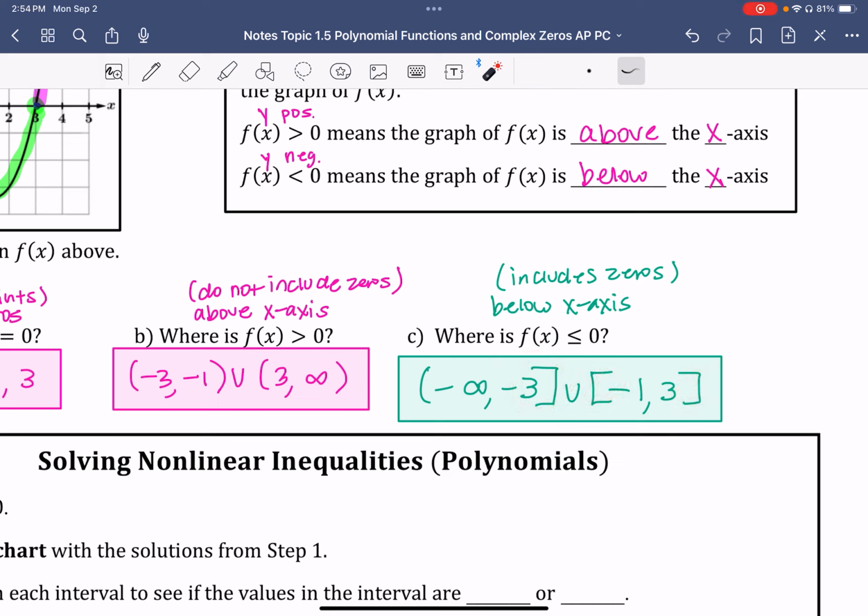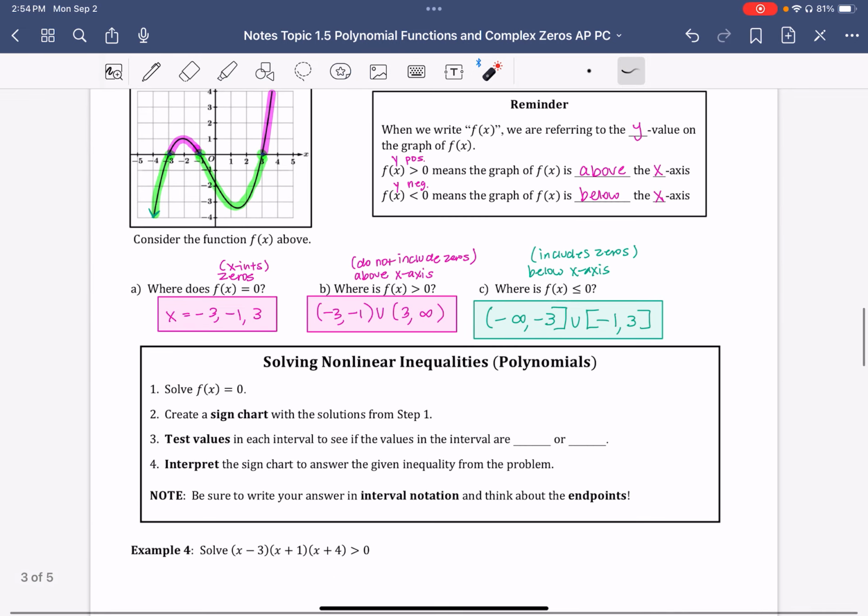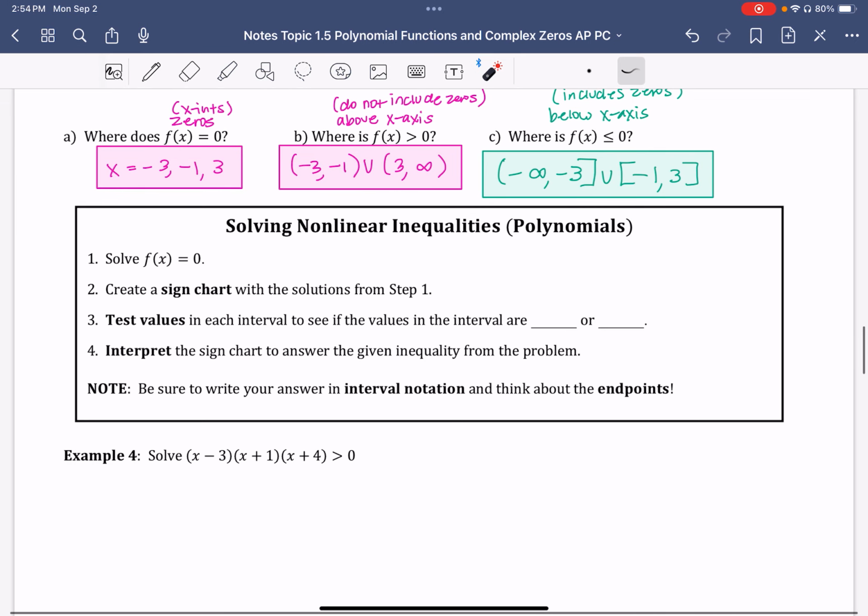You cannot put a closed bracket on infinity because we do not know the value of infinity. We don't know what the last number is. That's why we call it infinity. Okay. All right, moving on, solving nonlinear inequalities.